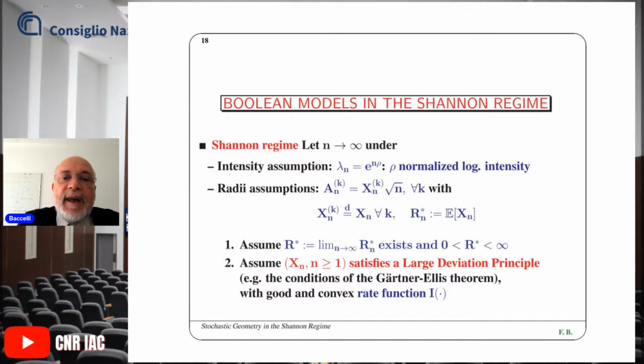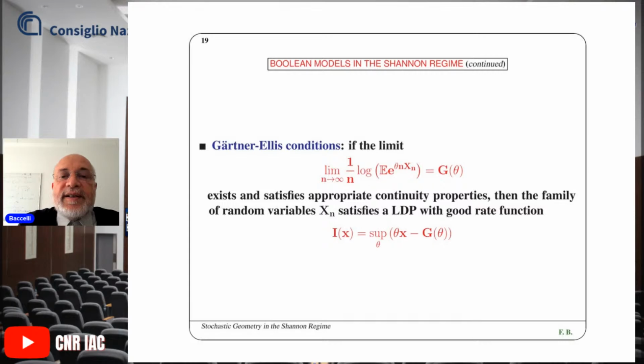And the statement will be that the radius a_n is of the form x_n times square root of n, where x_n satisfies a large deviation principle. I will not enter into very much detail, but typically this would be, in the IID case, the Cramér conditions, or the Gärtner-Ellis theorem for the case with dependency across dimensions, right? So I will call capital I the rate function and assume it's a good convex rate function. Okay, and I also assume that the mean exists and converges as dimension goes to infinity to some R star, which is non-degenerate. Okay, so I recall the Gärtner-Ellis conditions for the variable x_n, in terms of moment generating functions.